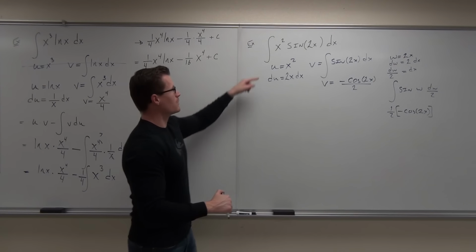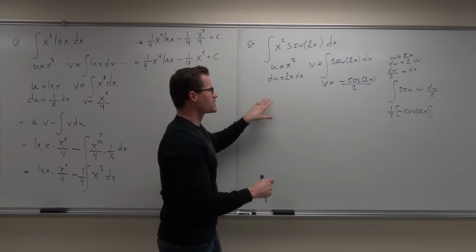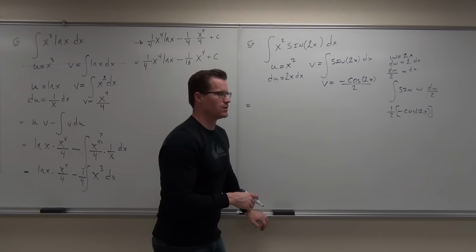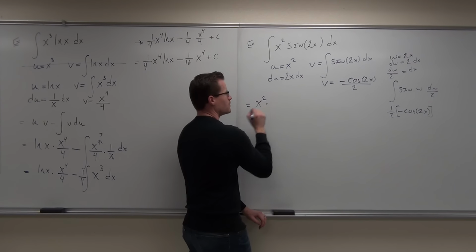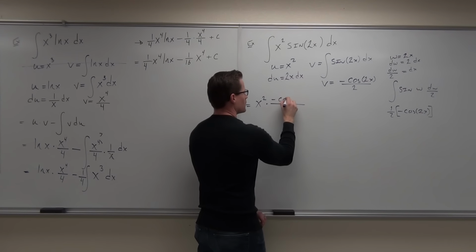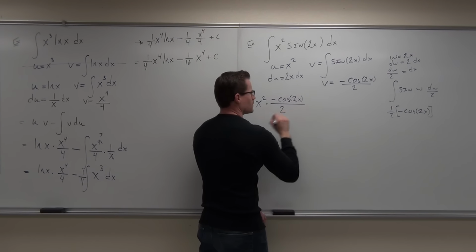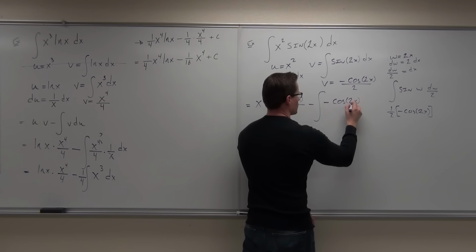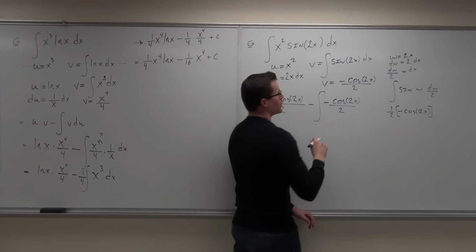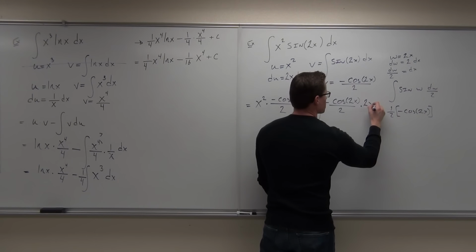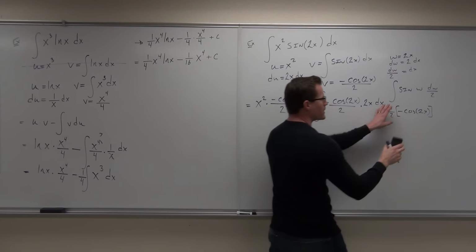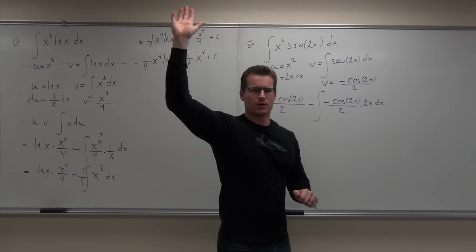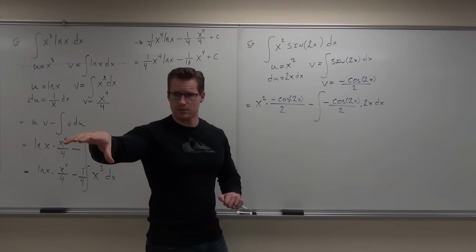So, we've done our u, we've done our v. Let's put this thing together in the formula. You tell me, what's the first thing I should write here? X squared. Good. X squared times negative cosine 2x over 2, minus the integral of v, negative cosine 2x over 2, times du, which is 2 dx. I'm going to erase this. Show of hands if you're okay with that one so far. Yes? You guys in the middle? Oh, yeah, gotcha.